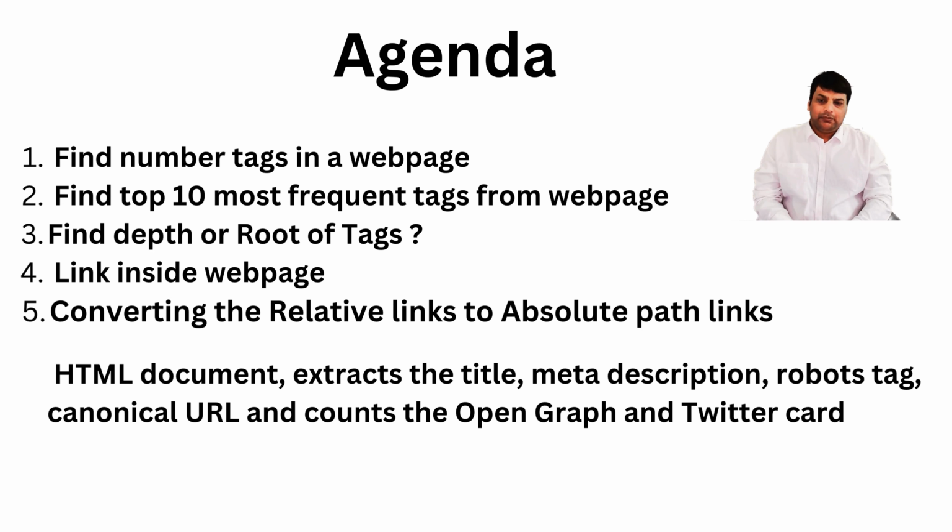And finally, we will find very important information for the web page: title, meta description, robot tag, canonical URL, and counts of the Open Graph and Twitter card tags, using the Beautiful Soup library.